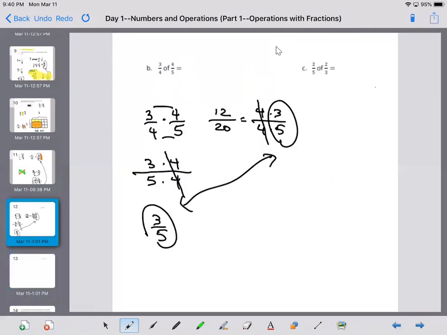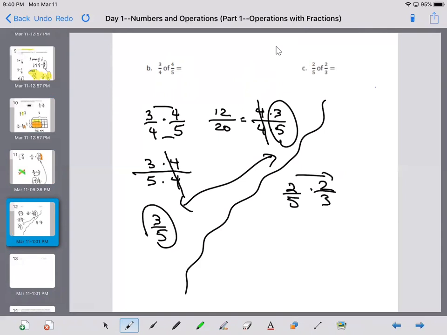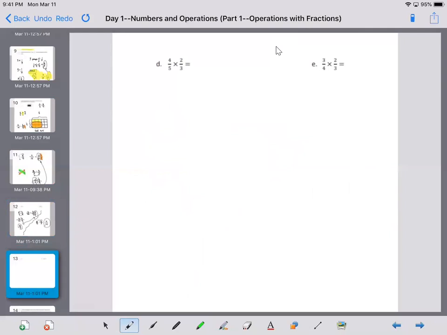Part C, I've got 2/5 of 2/3. So I could multiply across and get 4/15, and 4 and 15 do not have a common factor, so it would be simplified. Looking at another one, 4/5 times 2/3. 4 times 2, I'm going to get 8. 5 times 3, I'm going to get 15. I still do not have a common factor of 8 and 15, so I'll leave it as is.